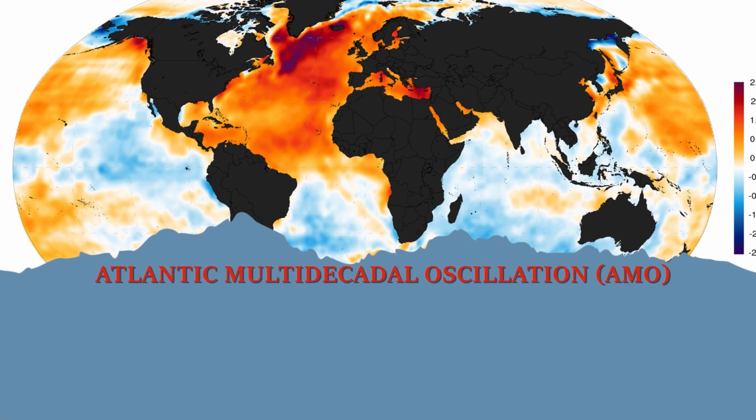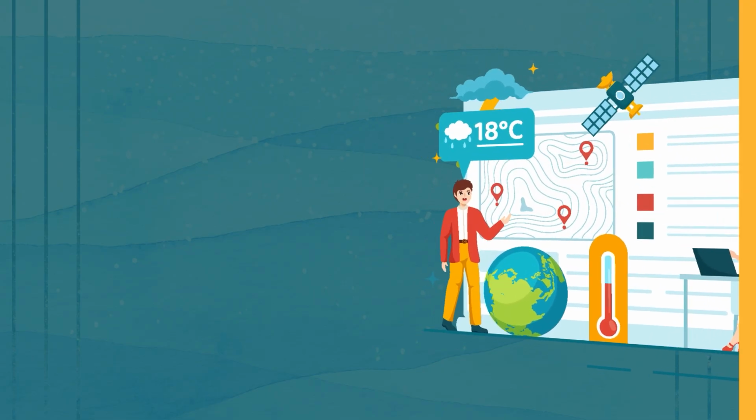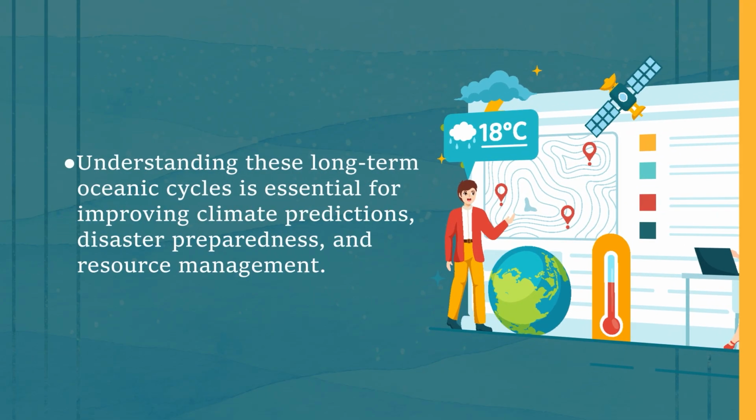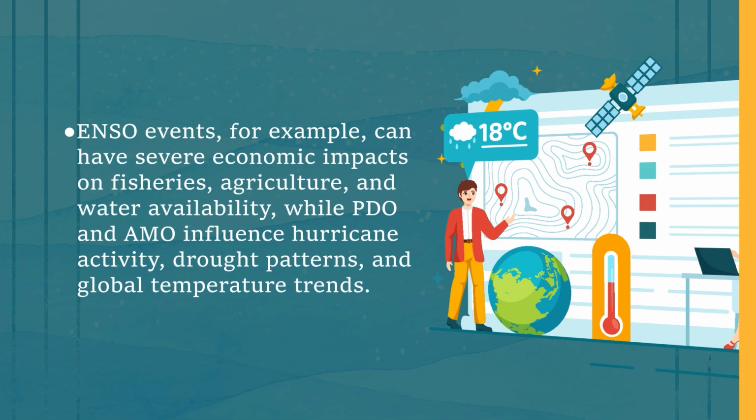Now we have the Atlantic Multi-Decadal Oscillation also. It is a cyclic variation that occurs over 40 to 60 years, and it also affects the temperature of the oceans across the globe. Now, understanding these long-term oceanic cycles is essential for climate predictions, disaster preparedness, and resource management. Such events, for example, can have severe economic impacts on fisheries, agriculture, etc.